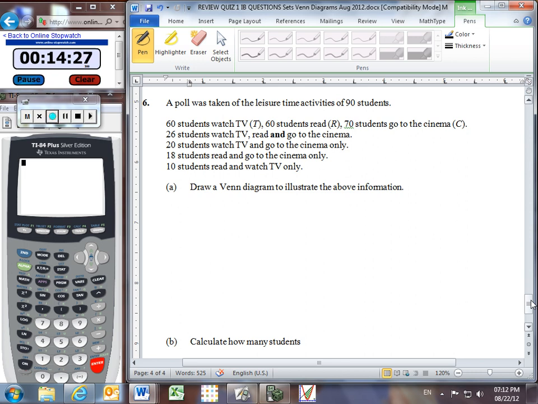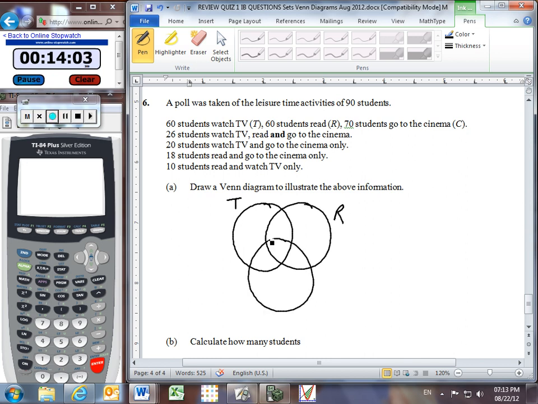And then it goes on and tells me how many watch TV, read and go to the cinema, how many watch TV and go to the cinema, how many read and go to the cinema, how many read and watch TV. So thankfully part A tells me to organize this information in a Venn diagram, which I think I would have done anyway. So we'll make that our circle of TV people, and this is our circle of reading people, and this is our circle of cinema people, and these are all inside a rectangle known as the universal set.